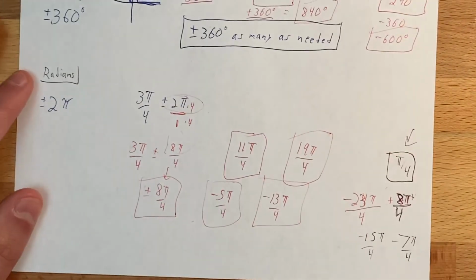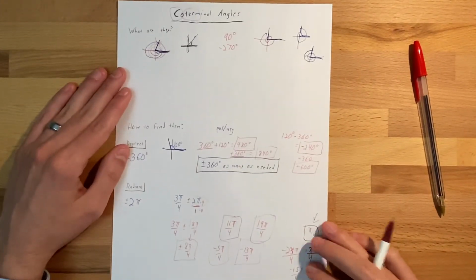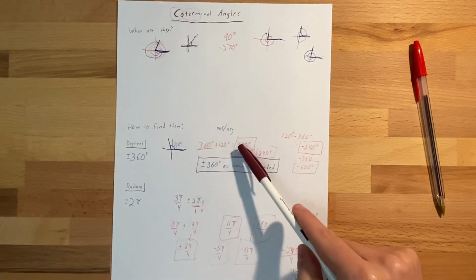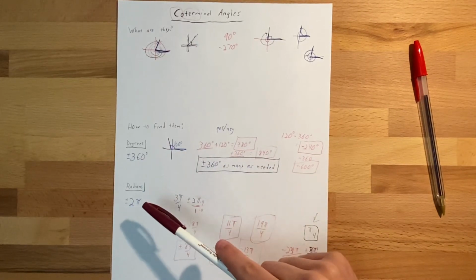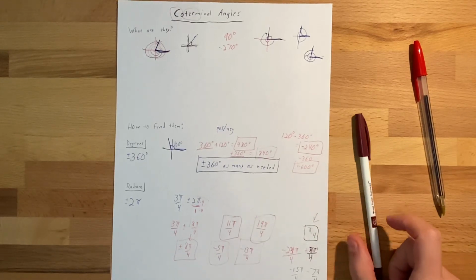And there you go. That is doing the radians, degrees, coterminal angles. Hopefully not too bad for you. Degrees, add, subtract 360. Radians, add, subtract 2 pi. But make sure that you are getting a common denominator.